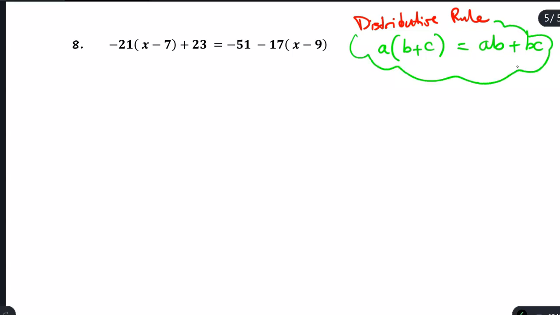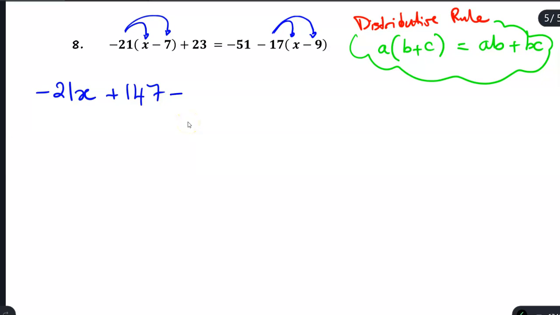Alright, so you see this? Negative 21, I need to multiply this inside the brackets. At the same time, I will take negative 17 and multiply it by each term inside the brackets. So negative 21 times x will be negative 21x. Negative 21 times negative 7 should give me positive 147. Be mindful that we have the negative in front of the bracket and we multiply by a negative, therefore it turned into a positive.